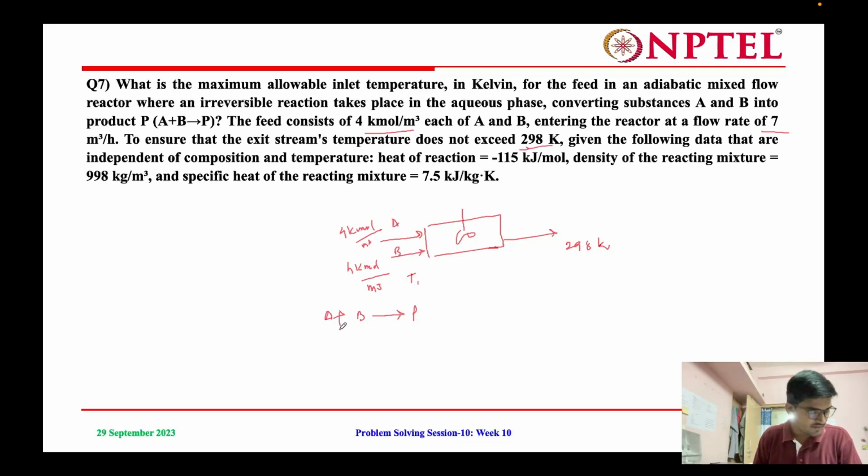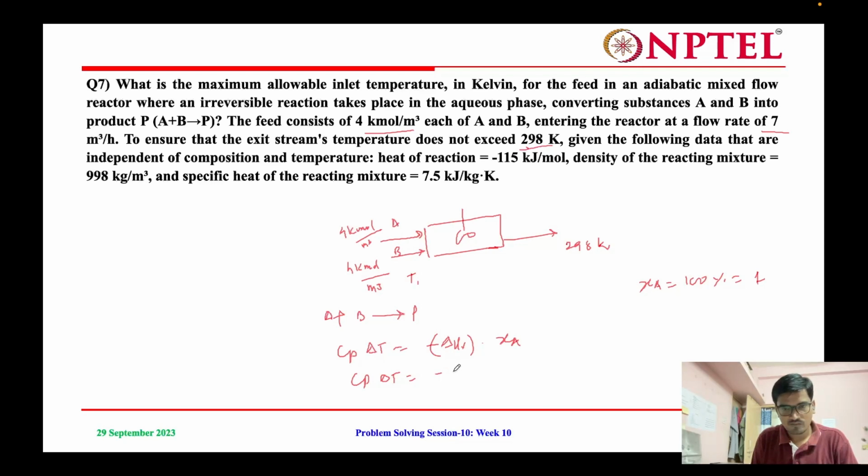By the energy balance equation, Cp dT equals minus delta H_R into Xa. Here Xa is not mentioned, so it means total conversion, 100 percent, which means 1. So Cp dT equals delta H_R.